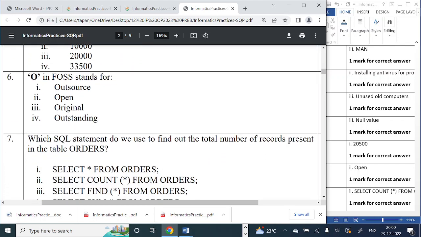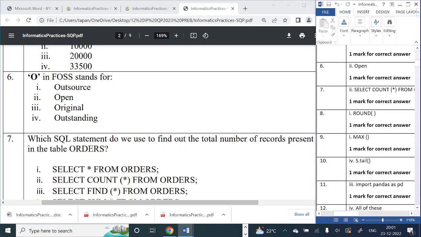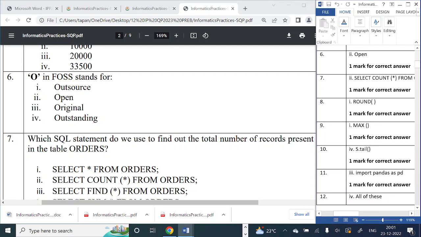Next, O in FOSS stands for, it is free and open source software. So O is for open, F is for free, SS is source software. So here second option is correct, that is open. You can see here the answers are also given by CBSE. You can check from the answers.